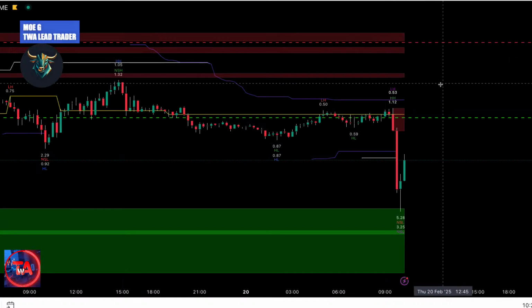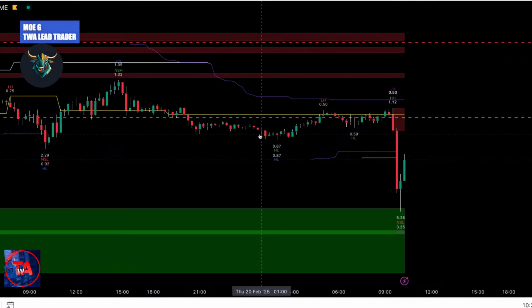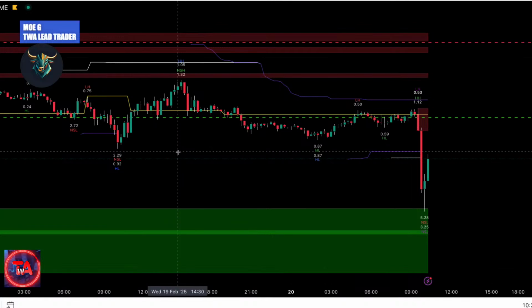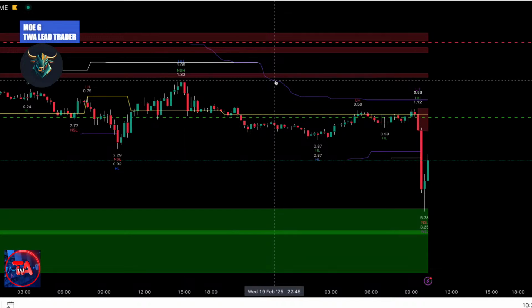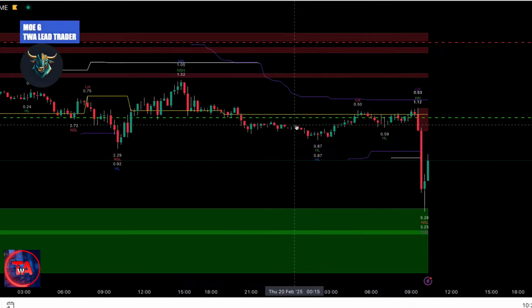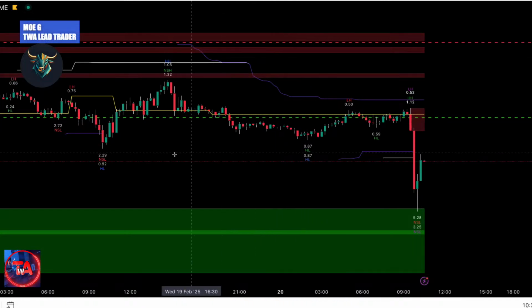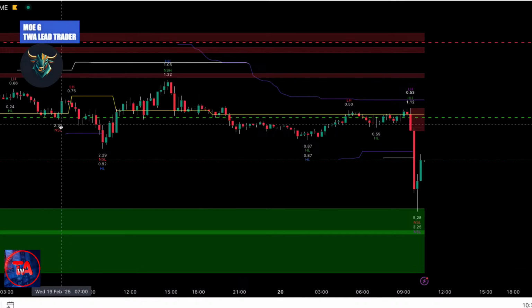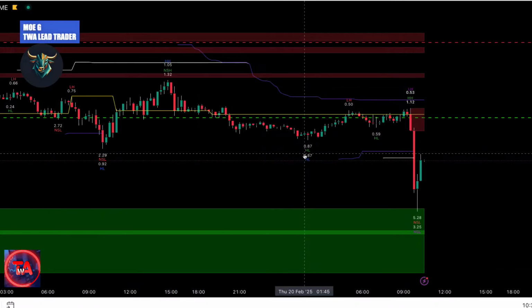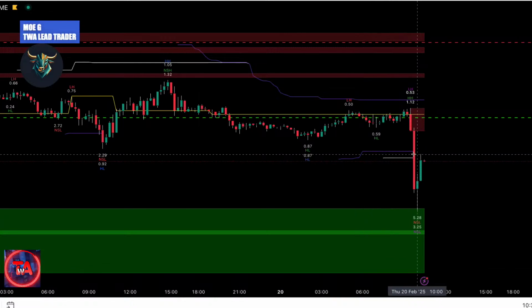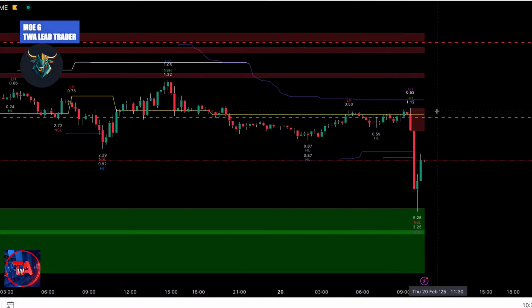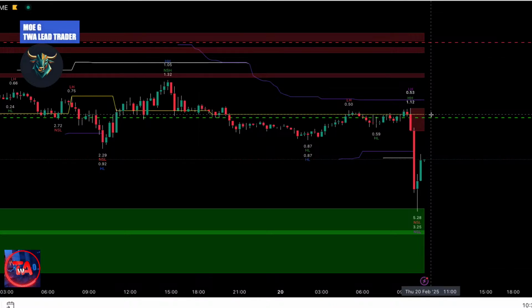For it to come all the way back over here, it has to go past this level, then past this, to get even back up to where it was in London. So unless there's big news coming or big participation coming right now, at this time, I don't see it getting back before lunch. Let me put it that way.